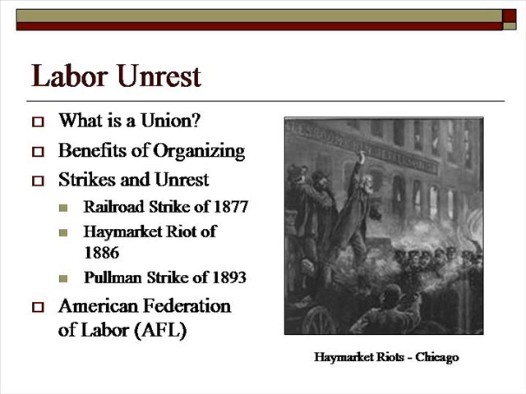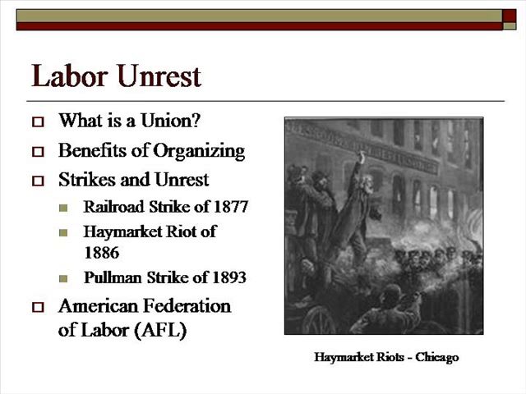With that came strikes and unrest. If the labor union did not get what it wanted, oftentimes it would send its workers out on strike, meaning they would no longer work. And there were some famous strikes in the 1800s. The railroad strike of 1877, and then the Haymarket riots of 1886, also the Pullman strike of 1893. These were all huge strikes that then led to labor unrest, and so battles in the streets between workers and police and the management.